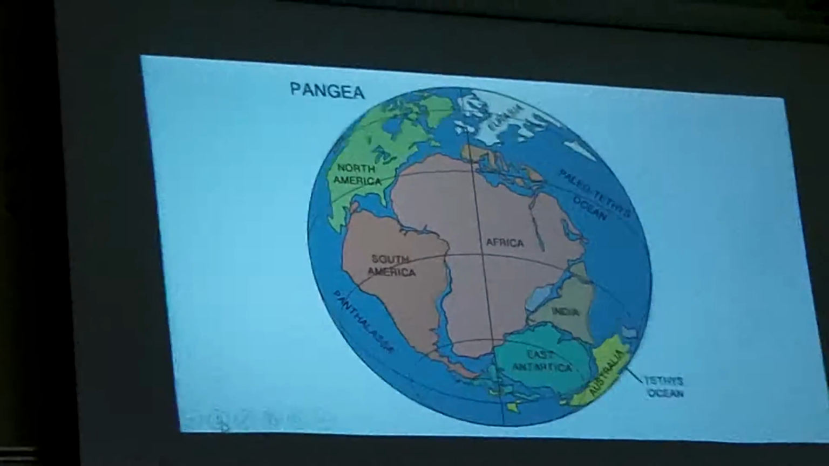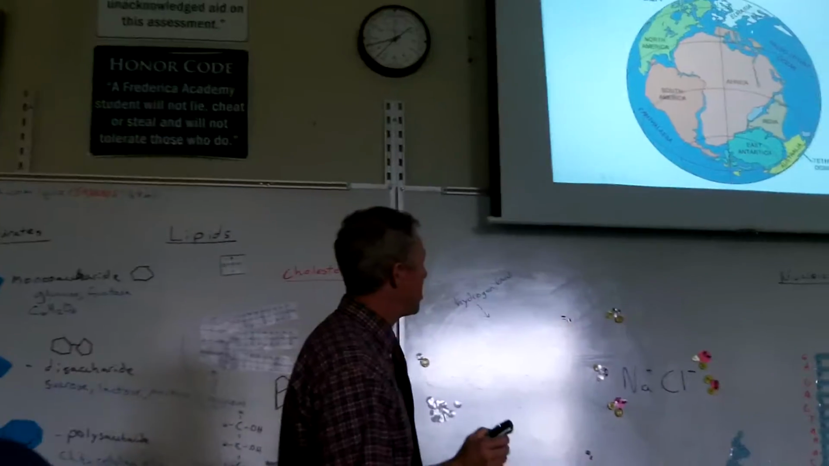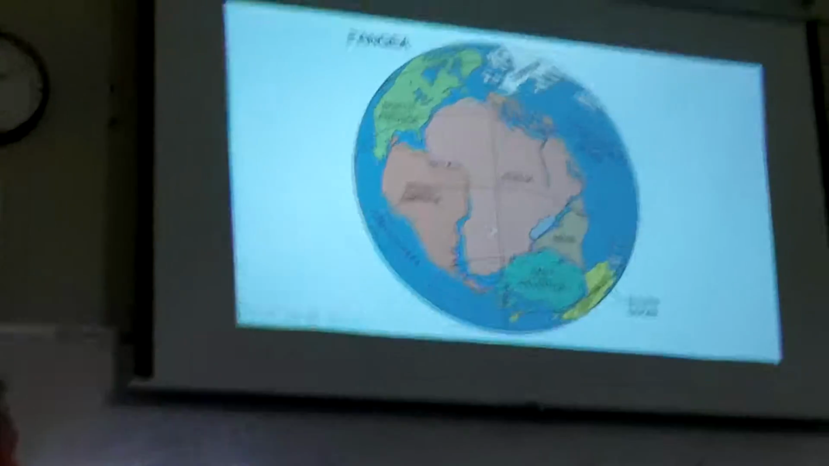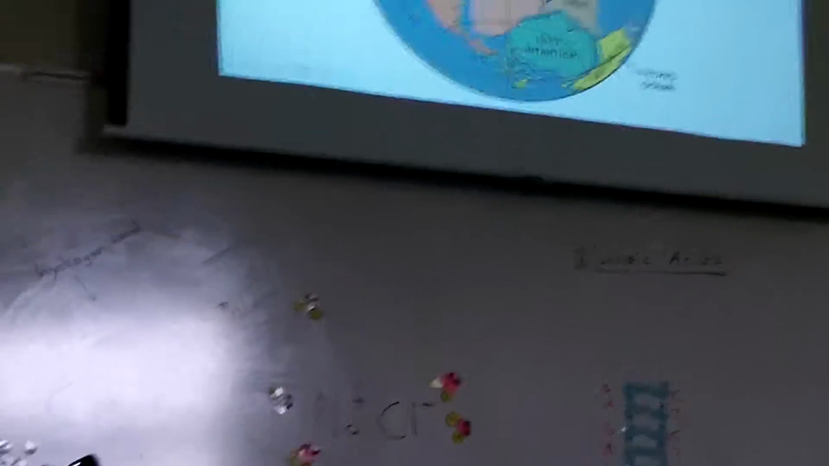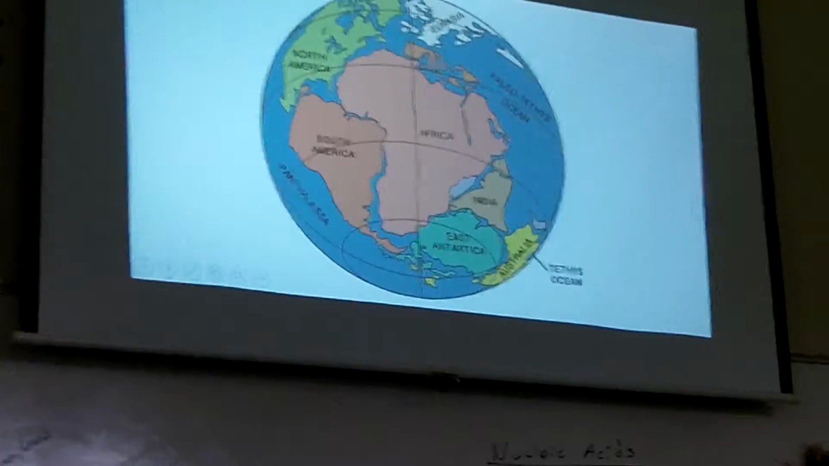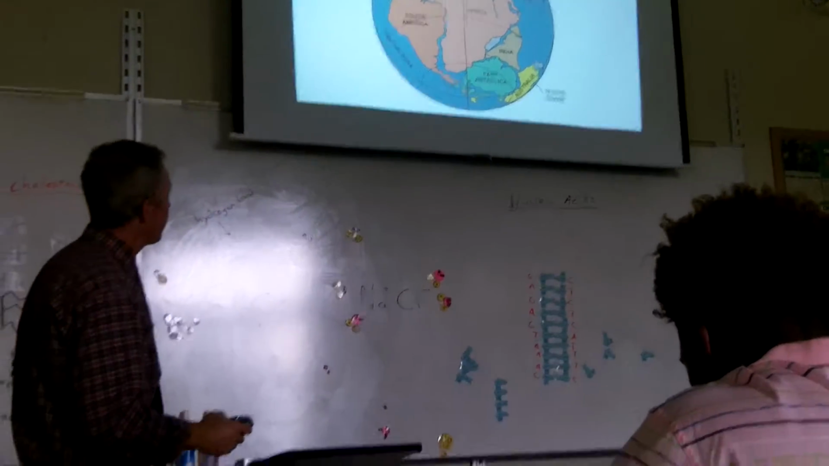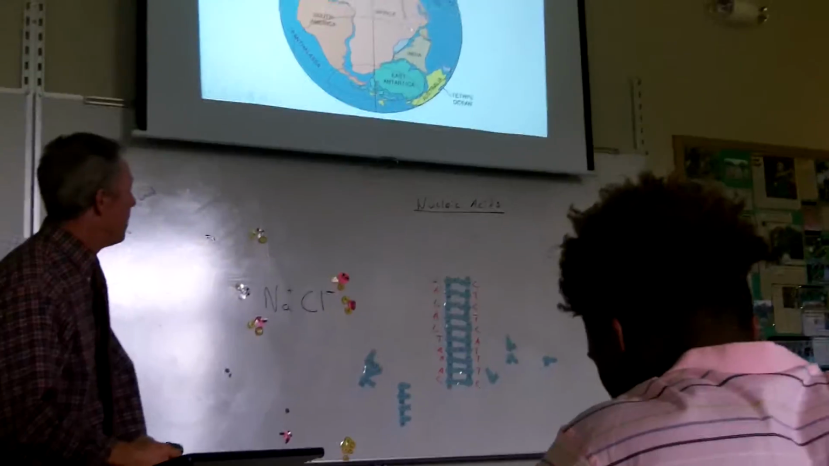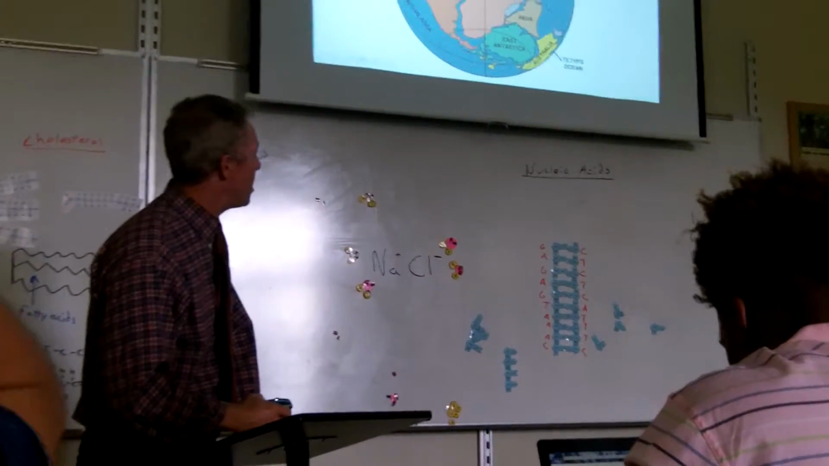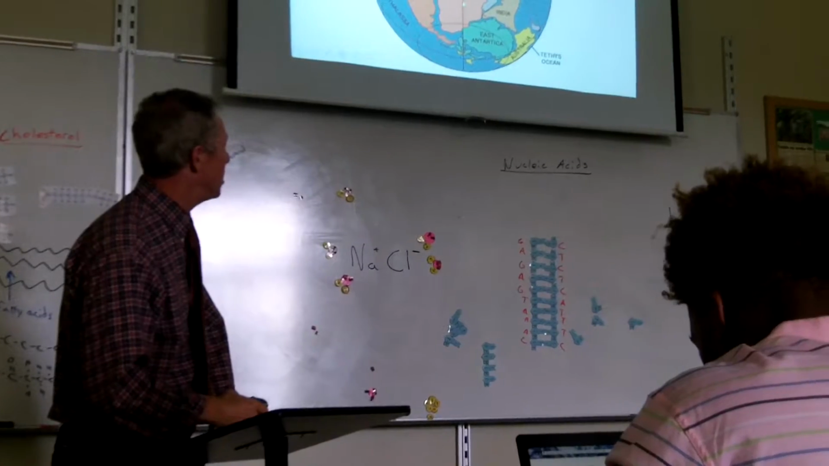You'll pay attention here. So, here are the continents as they once existed. All the continents used to be together in one large landmass called Pangea. Can you say Pangea? Pangea. And they have moved since then to their present locations.